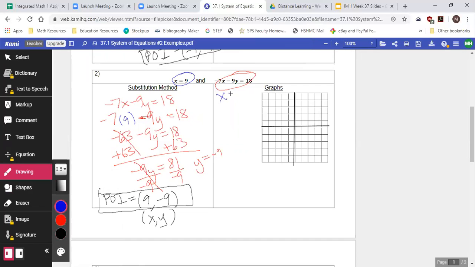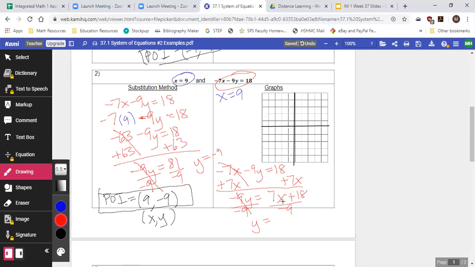So x equals 9. I don't need to do anything there. That's my first equation. But my second equation needs some work. So -7x minus 9y equals 18. And I need to put this in slope-intercept form. So add 7x on both sides. And we get -9y equals 7x plus 18. So slope goes first, then the y-intercept. Then divide both sides by -9.